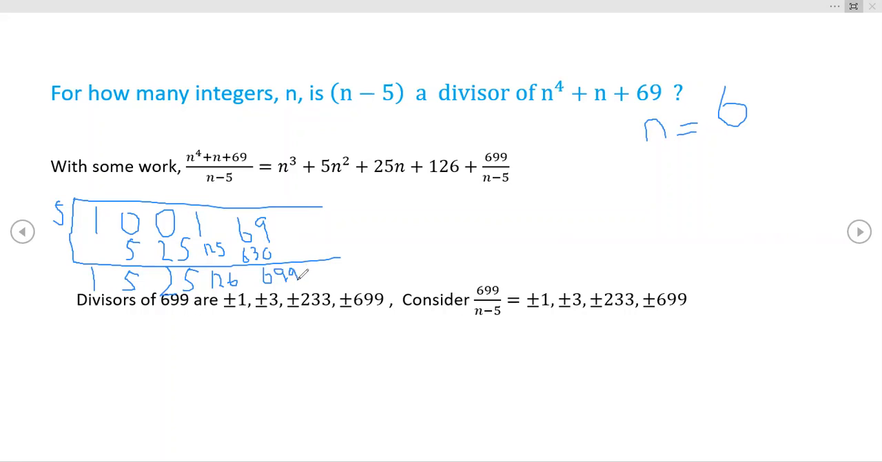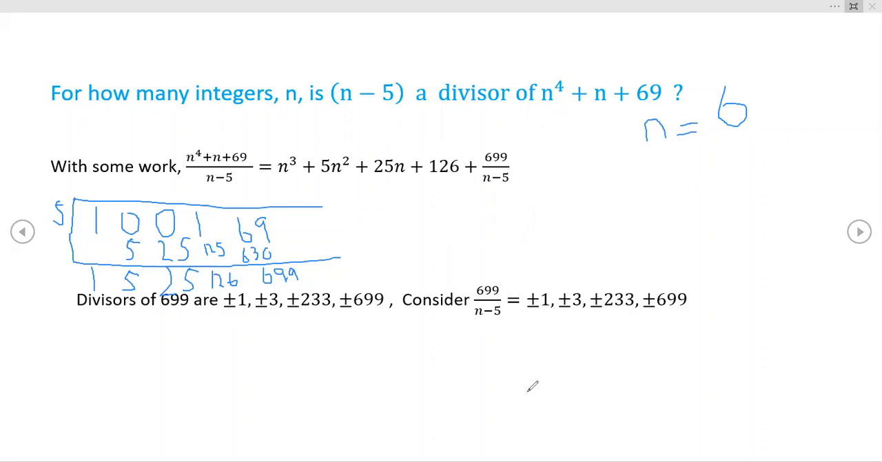Again, folks, this is called synthetic division. And notice that this 1 right here corresponds to the coefficient of x cubed, 5 corresponds to the coefficient of x squared, 25 corresponds to the coefficient of the linear term, 126 is the constant term, and 699 is our remainder. And so that's where all of this came from, okay?